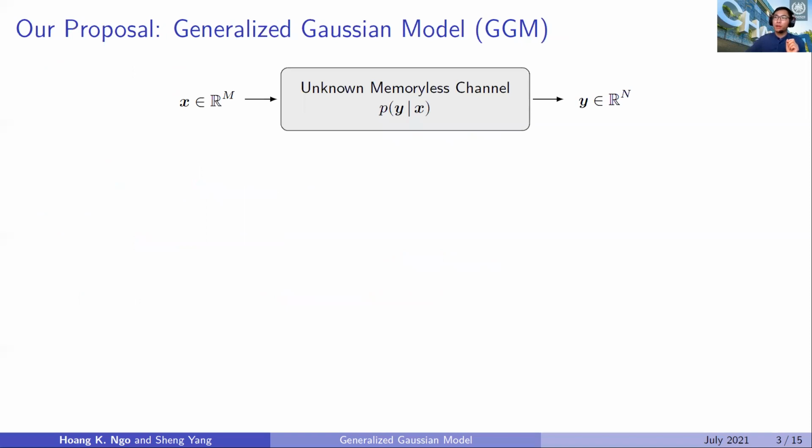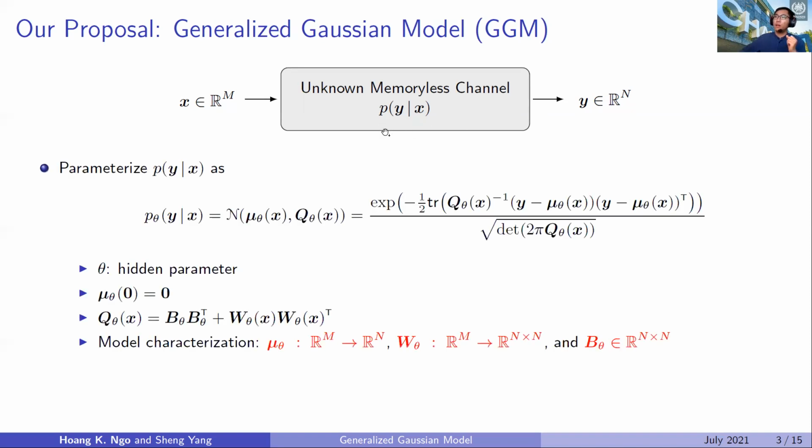In our paper, we proposed a method to do so. Let's say we want to characterize a memoryless MIMO channel with a real-valued input vector of length m and a real-valued output vector of length n, and the channel model is unknown. Here we propose to parameterize the likelihood function as a Gaussian PDF with both the mean and the covariance matrix being functions of the input. Here, theta is a hidden parameter that characterizes the channel.